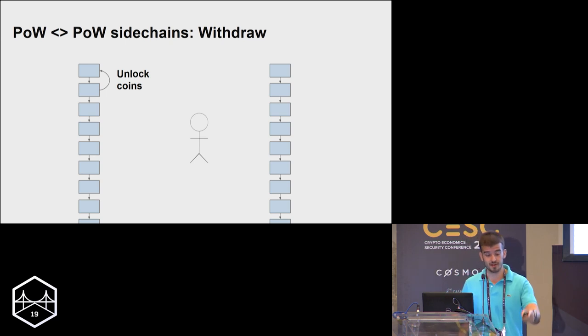Note that this has the issue, quote unquote, that both chains need to be individually secure. So if for whatever reason the other proof of work sidechain has a low hash rate, which you can reliably censor, you have a problem. So the security assumption changes a lot.